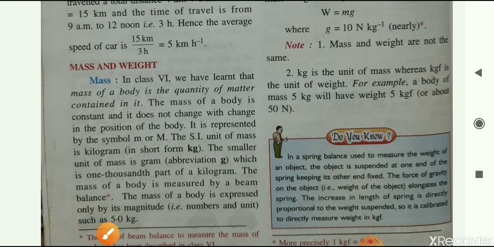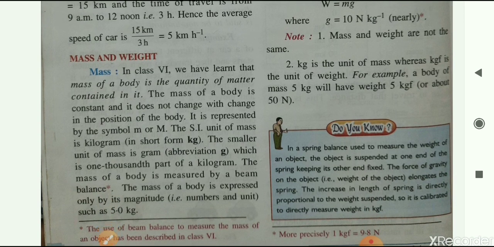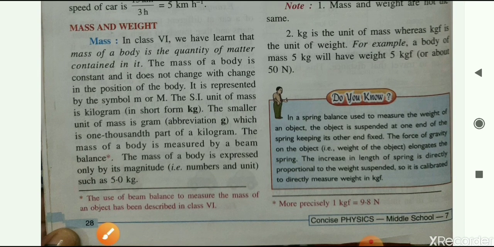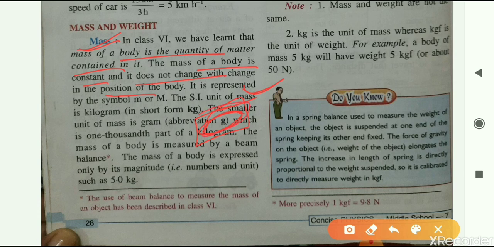Now what is mass? As you have already learned, mass is the amount of matter contained in a body. In the previous class also we have discussed this mass. So mass of a body is a quantity of matter contained in it. The mass of a body is constant and it does not change with change in position of the body. Means the amount of matter that is contained in this body remains the same at different positions. Therefore the mass of a body is constant and does not change with change in position of the body.